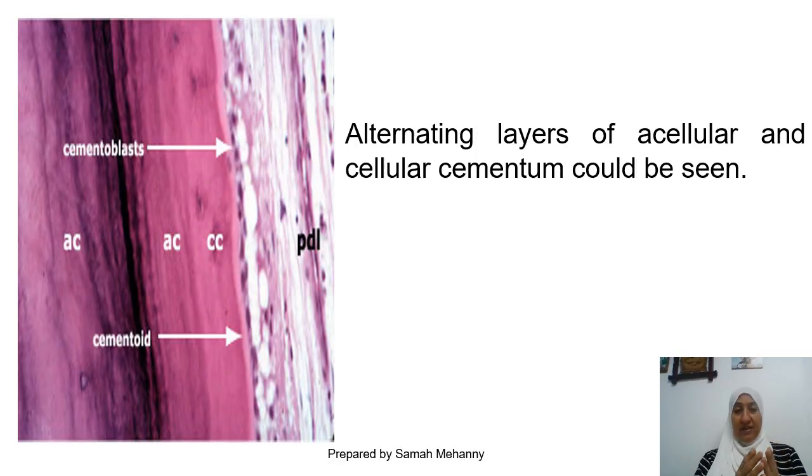We can find that some of the cemental layer shows alternating layers between acellular and cellular. As you see here, this layer is completely deprived of entrapped cells. Thus, this part is called acellular, while this part is cellular cementum, and this another part of entrapped cells is cellular, and another part is acellular. Thus, we can find alternating layers between acellular and cellular cementum.